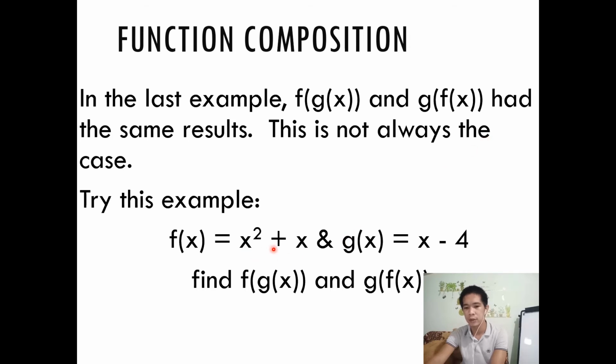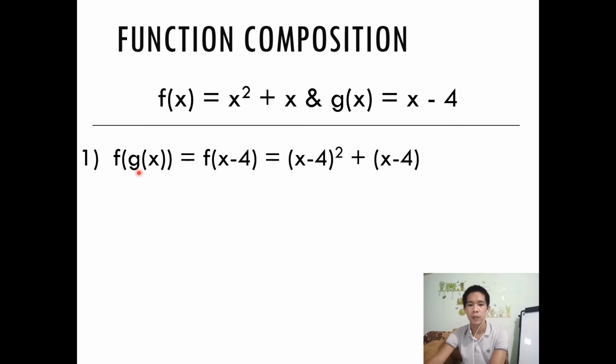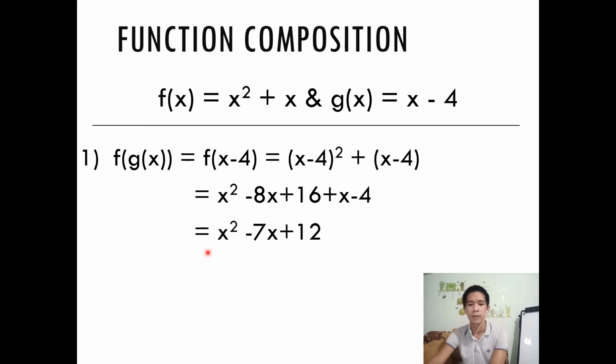Example, you have x squared plus x as f of x and g of x as x minus 4. Find the f of g of x and g of f of x. Okay? So let's start with f of g of x. So ano ulit ang value ng g of x? Siya ay x minus 4. Ano ang gagawin kay x minus 4? Substitute dun sa lahat ng variable x ni f. X squared minus 4 squared plus x minus 4. Expand mo to. Gives you x squared minus 8x plus 16 plus x minus 4.